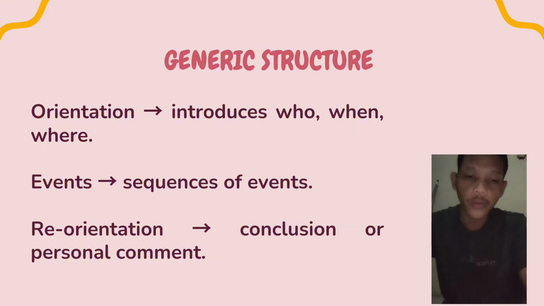And the third one of the general structure of recount text is reorientation or comments. In this part, it is the closing of the text. Actually, it is optional, but usually the writer adds a personal comment or conclusion of the whole events that they retell, and they give their comment or conclusion.